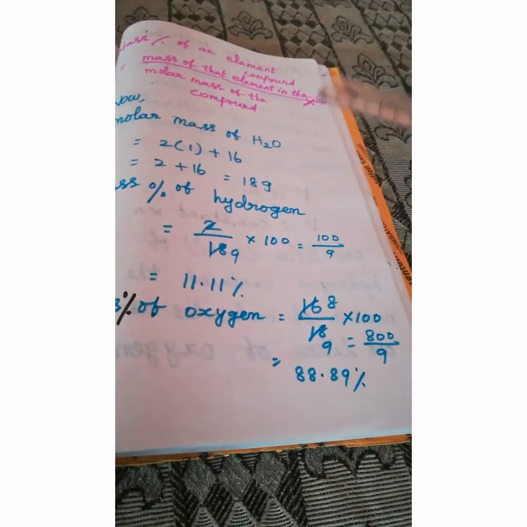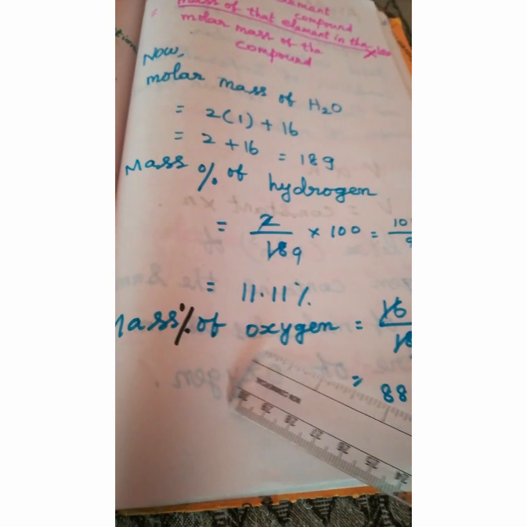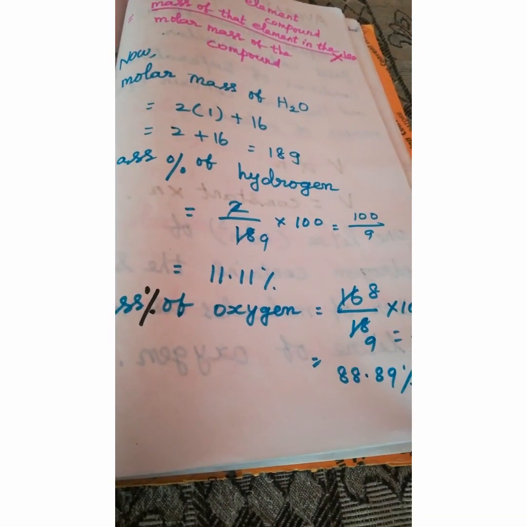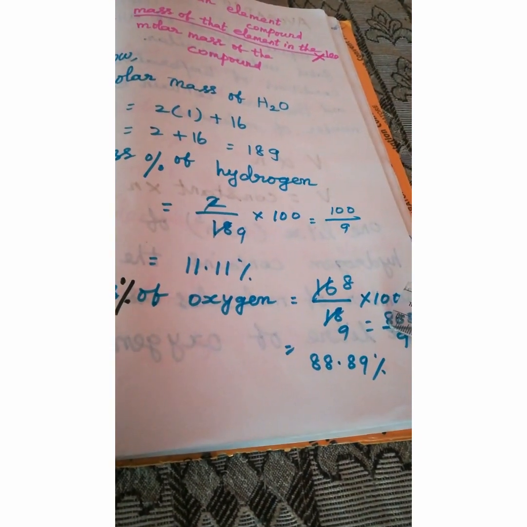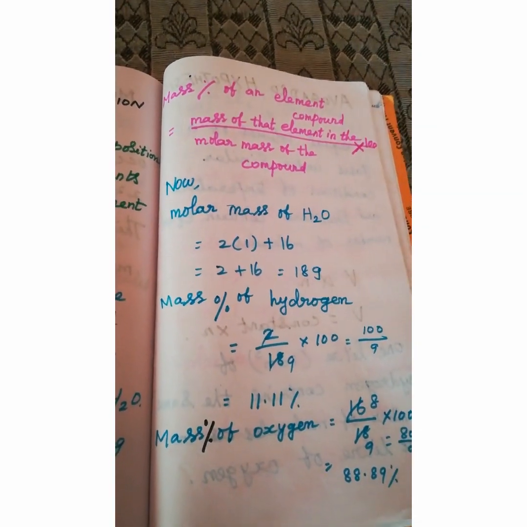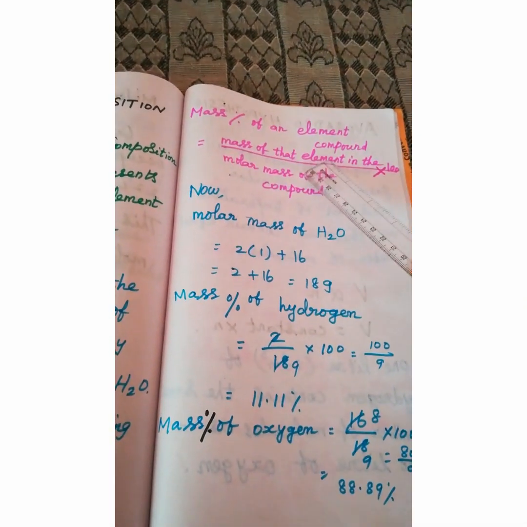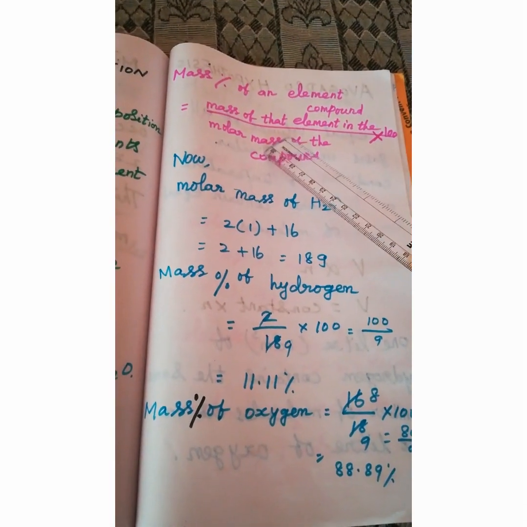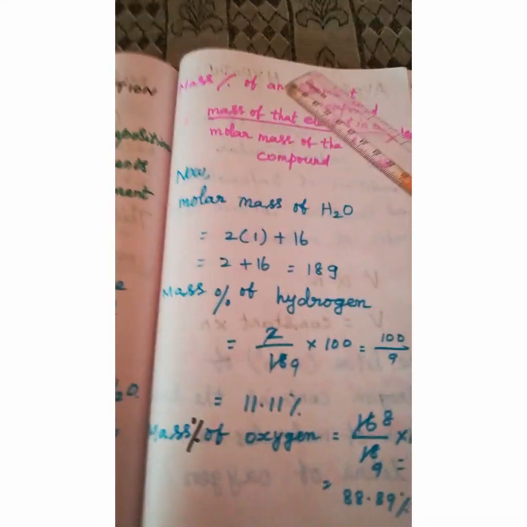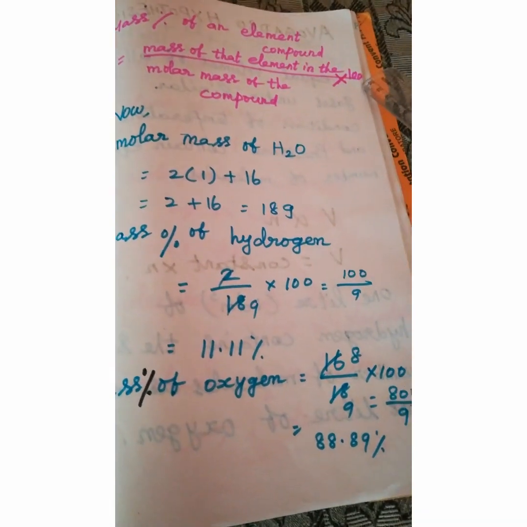So, mass of an element in compound: percentage of hydrogen equals 11.11 percentage, mass percentage of oxygen equals 88.89 percentage. Yes, have you understood? How do you find the percentage composition? What's the formula used? Mass percentage of an element equals mass of that element, the element for which we have to calculate percentage composition, in the compound divided by molar mass of the compound into 100.